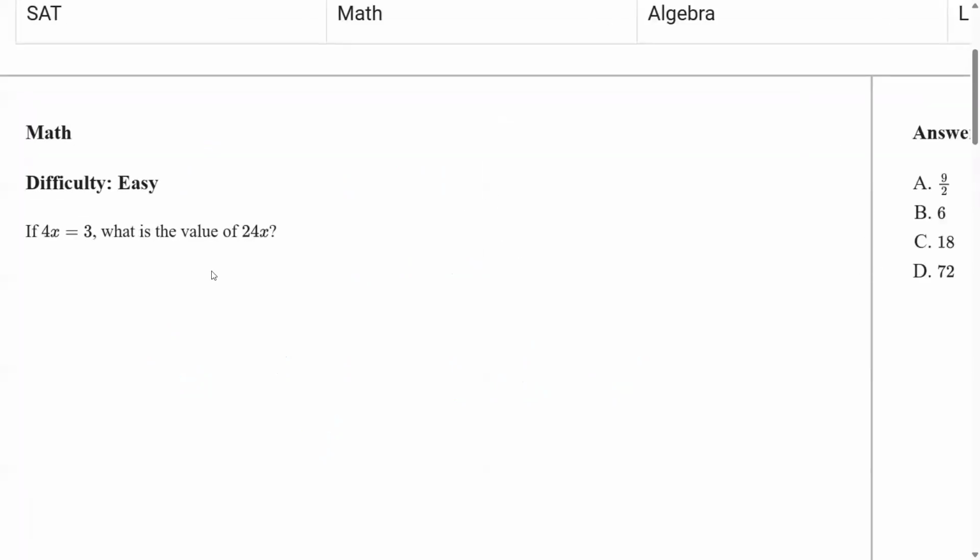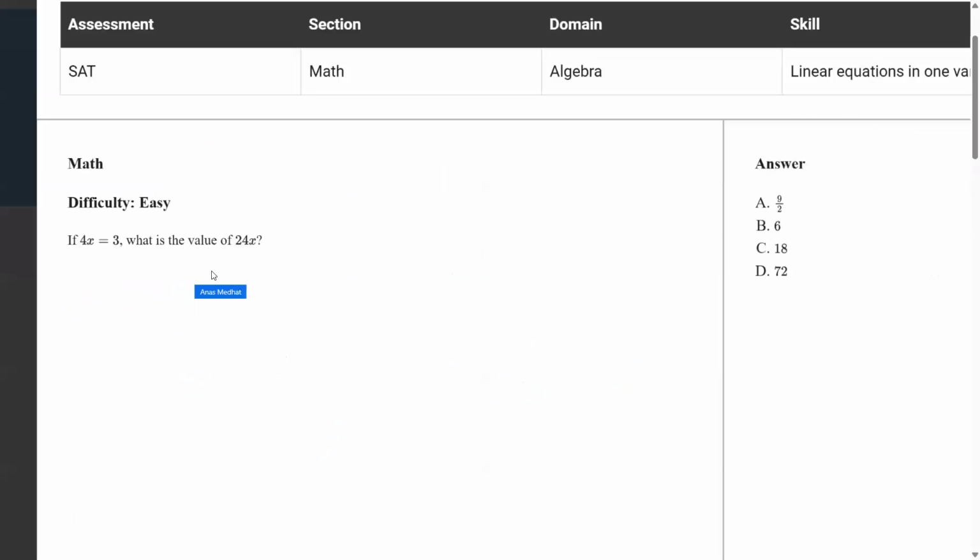What's the value of 24x? Multiply the whole equation by 6 on both sides. So 24x is equal to 18. The answer is 18, C.